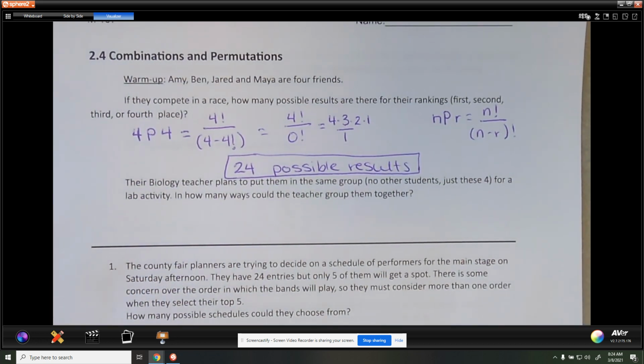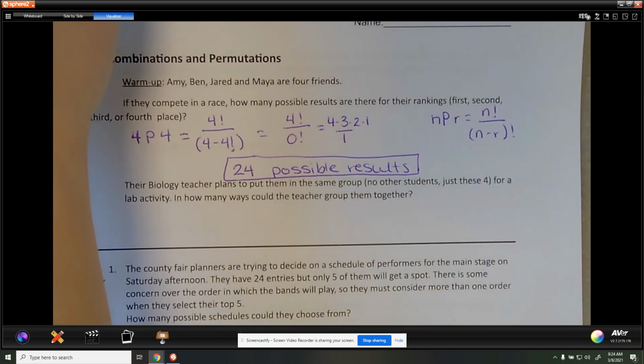Next, their biology teacher plans to put them in the same group. No other students, just these four, for a lab activity. How many ways could the teacher group them together? So now the order does not matter.